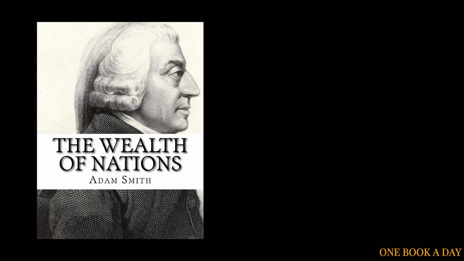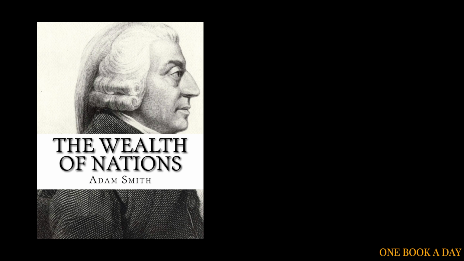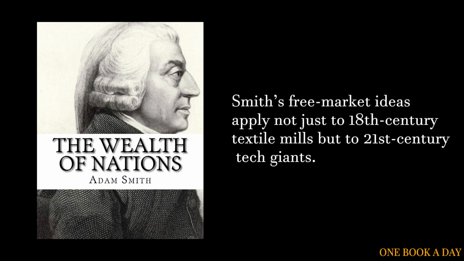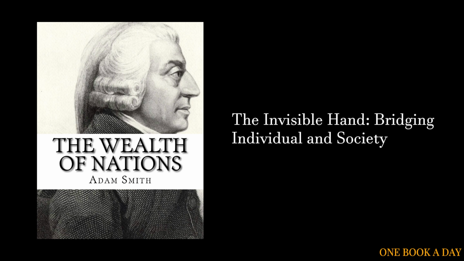Look at Tesla today. Elon Musk's global factories and supplier networks, spanning dozens of countries, use market mechanisms to streamline resources, slashing electric vehicle costs. Smith's free market ideas apply not just to 18th century textile mills but to 21st century tech giants. Still, Tesla's success comes with debates over labor rights and environmental costs, reminding us that markets need rules to function fairly. The invisible hand, bridging individuals and societies.